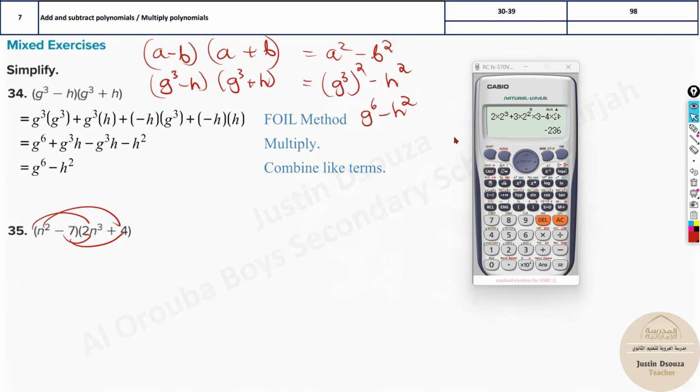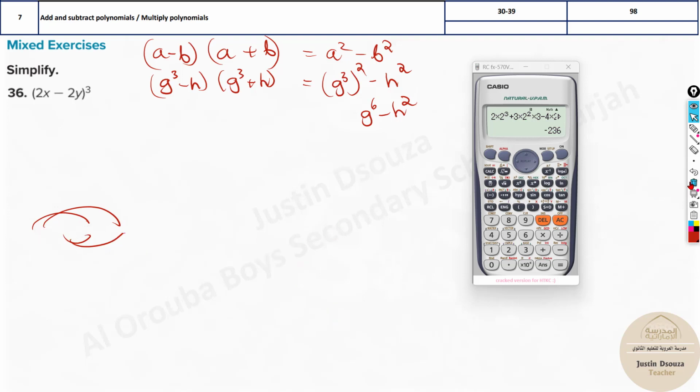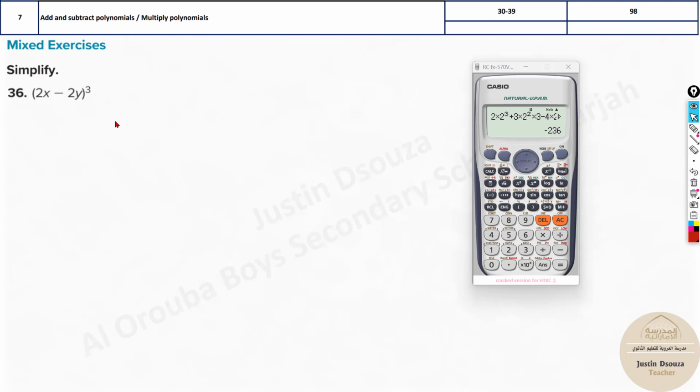If you remember that, you can easily do it. Now here, you just have to do the FOIL. First with second, that is outer terms, then inner terms, and the last terms. Very simple. Now, what about this problem?